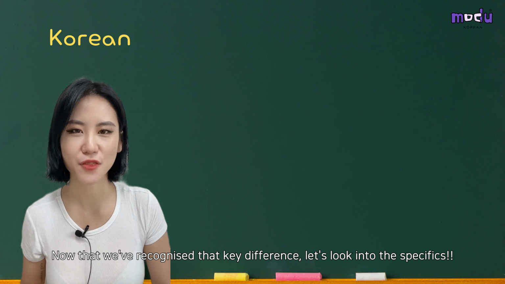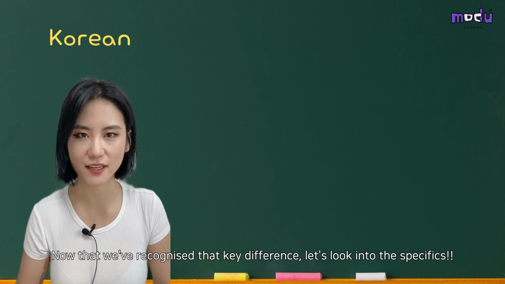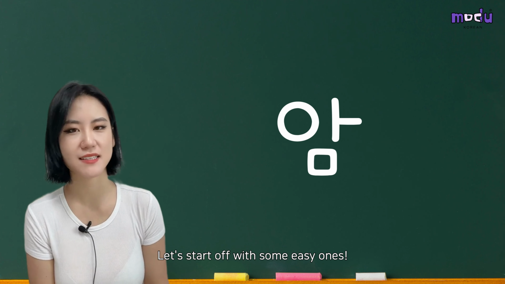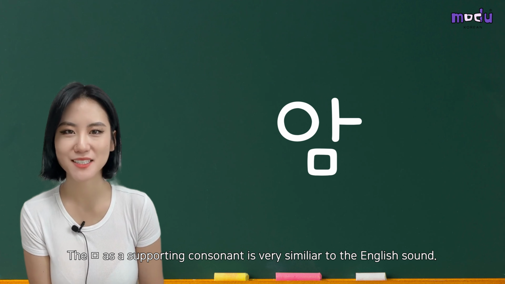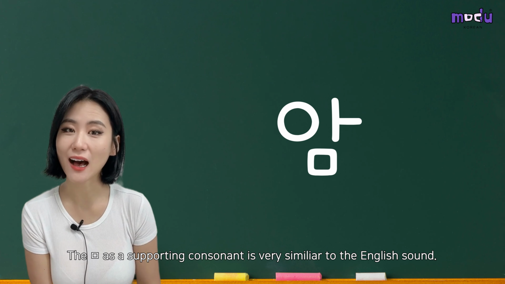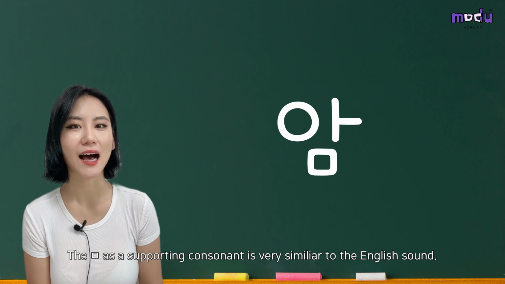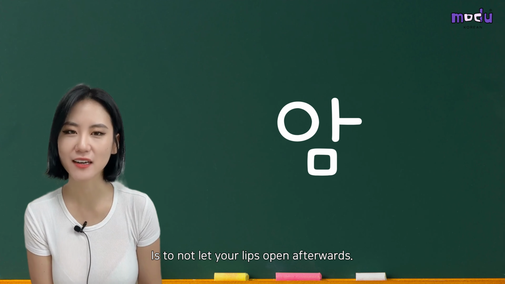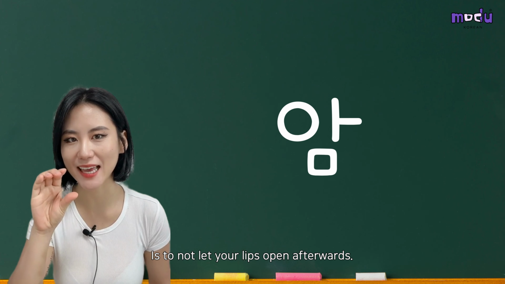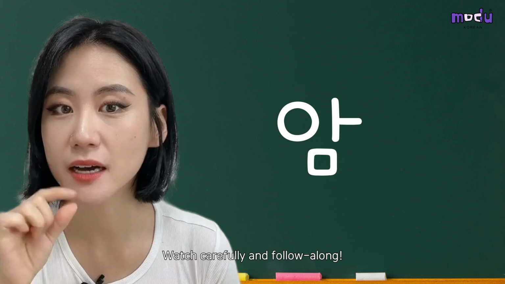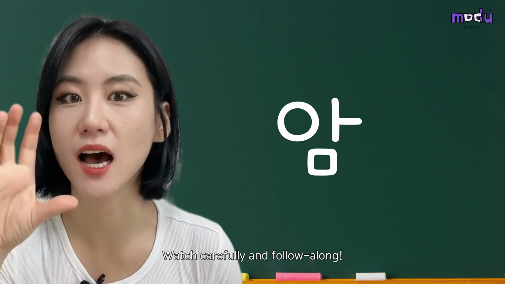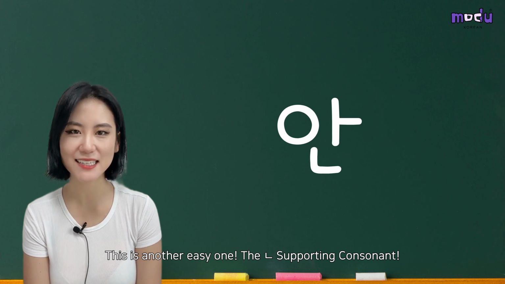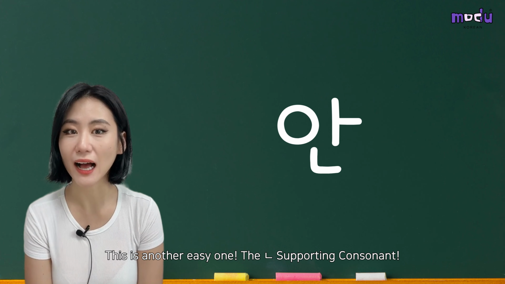Okay, so let's go through each and every consonant in the Korean alphabet and add them as a supporting consonant. All right, so let's start off with some easy ones. The M supporting consonant, add that to the R sound, will go am. Easy, right? The trick here is to not let your lips open again at the end. So it's not m. It's just am. Keep your lips closed.